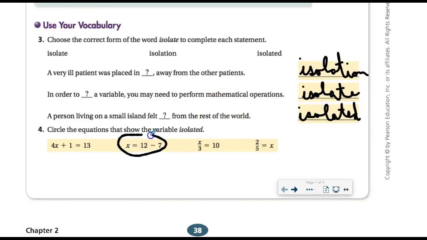So I would have circled the second equation and the fourth equation. It does not matter which side of the equal sign the variable is on or isolated. It just matters that the variable is on one side, everything else on the other. So those are the 2 that are isolated.